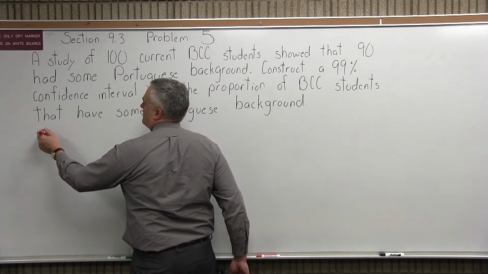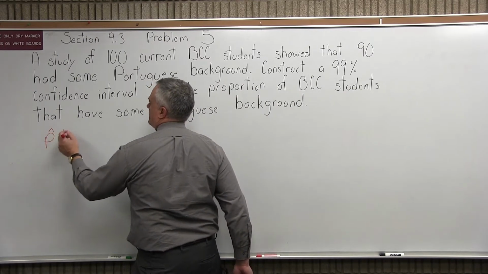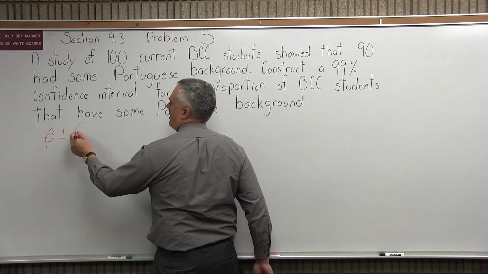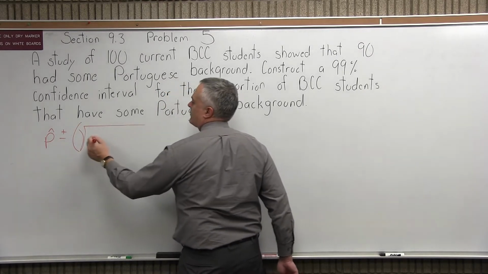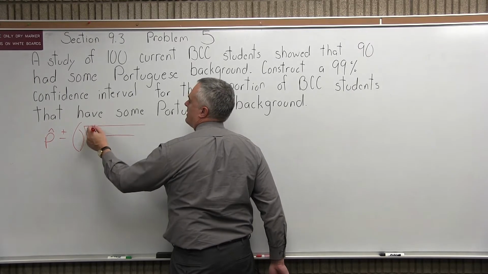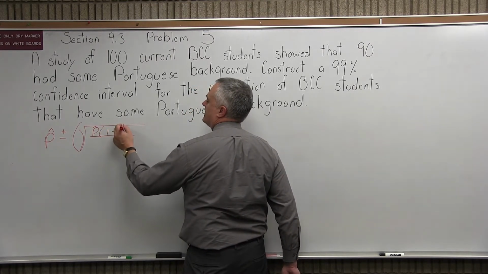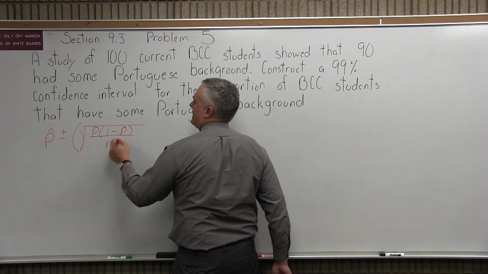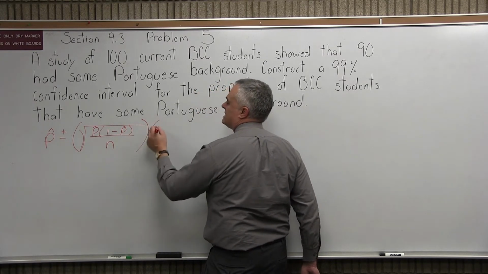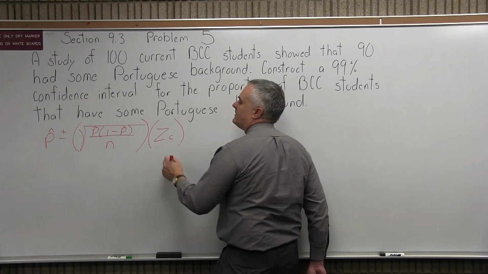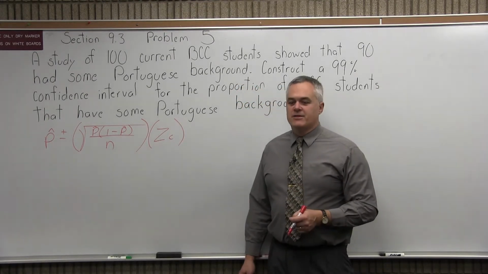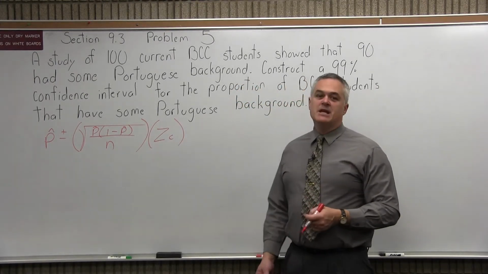That will be p hat plus or minus the square root of, you have a fraction in the numerator, you have p hat times 1 minus p hat over n, then you close those parentheses, times z sub c. So we have to fill this all in and then do the math. So first of all, what is p hat?